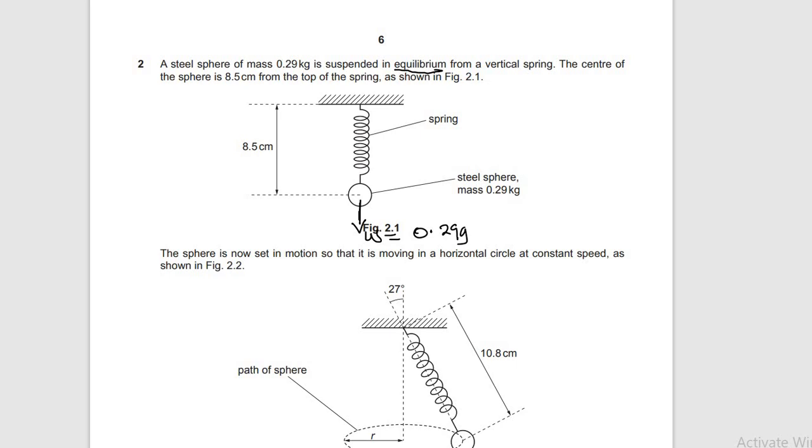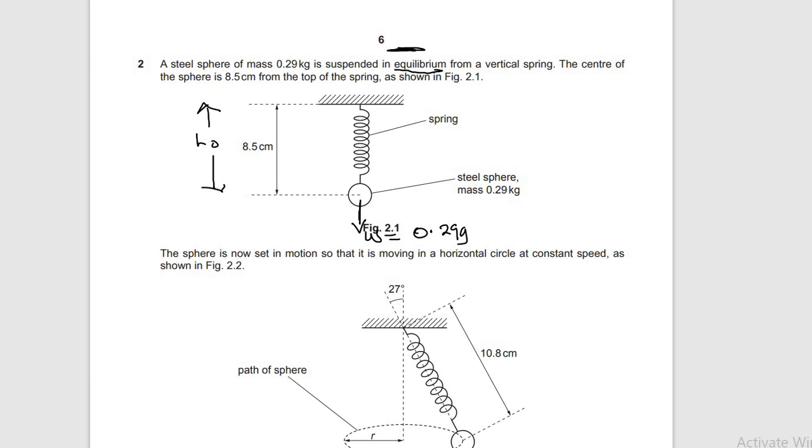The center of the sphere is 8.5 centimeters from the top of the spring. This is like the original length, the original length of the spring. The original length is 8.5 centimeters. So now remember that it's suspended in equilibrium.